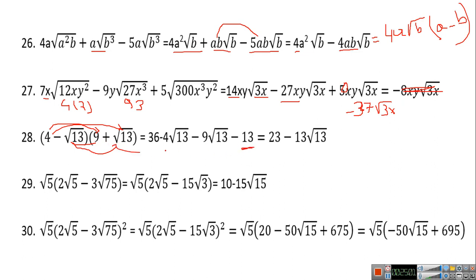Now you can add these two and these two. 36 minus 13 is 23. Minus 4 root 13, minus 9 root 13 is minus 13 root 13.